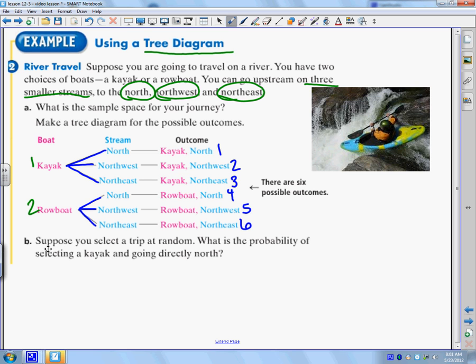So it says, suppose you select a trip at random. What is the probability of selecting a kayak and going directly north? Well, selecting a kayak and going north is only this first option. So that would be 1 out of 6 would be the probability.